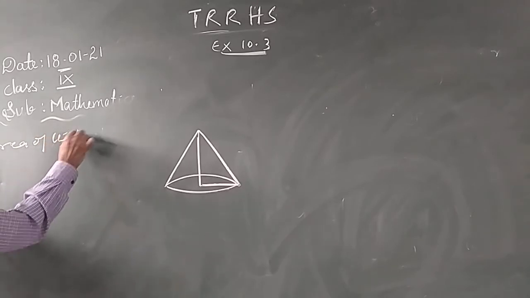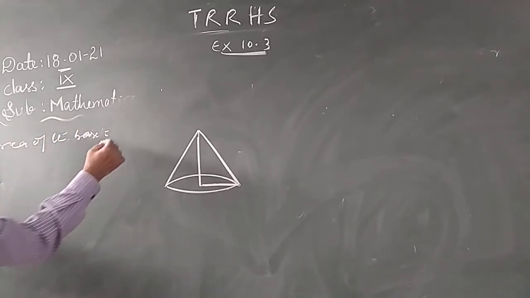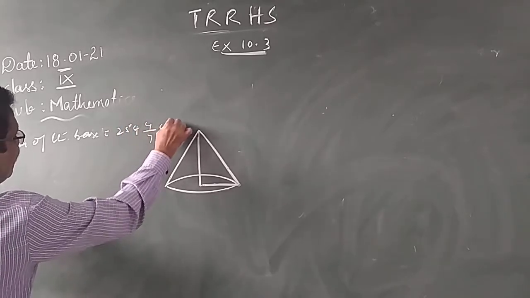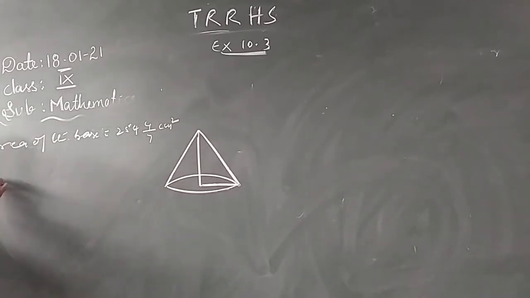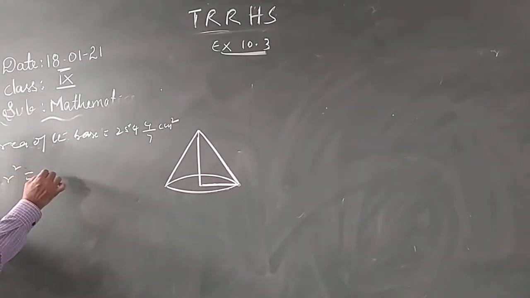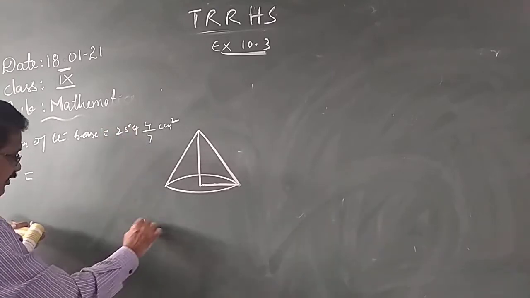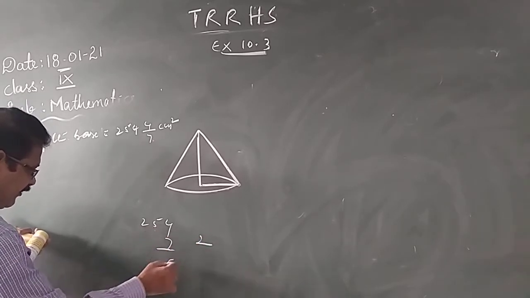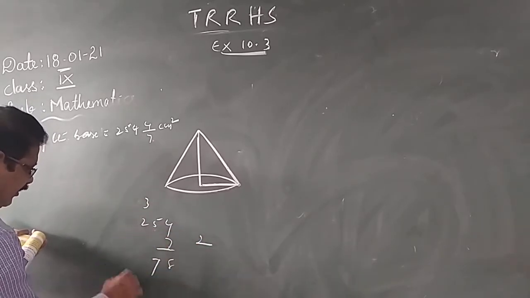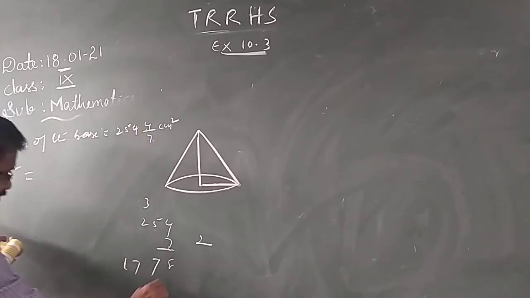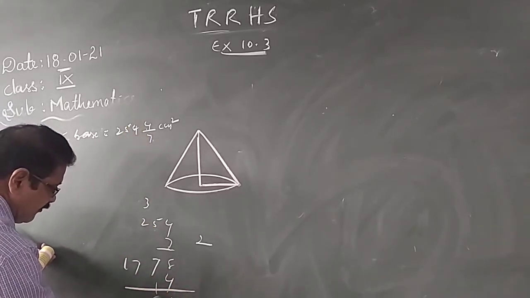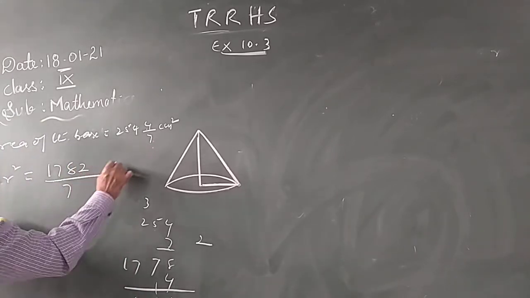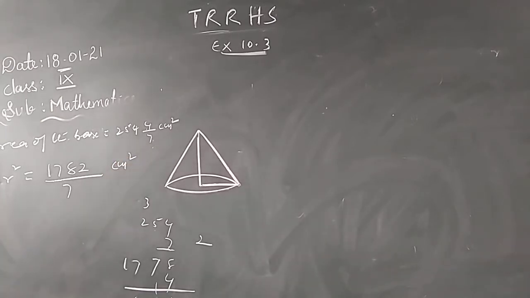Area of the base is equal to 254 4/7 square centimeters. Area of the base is pi r square. Pi r square is equal to 254 4/7. For a mixed fraction, change it into an improper fraction. 254 into 7: 7 4s are 28, 7 5s are 35, 37; 7 2s are 14, 17; 1778 plus 4 is 1782. So 1782 by 7 square centimeters is the base area.